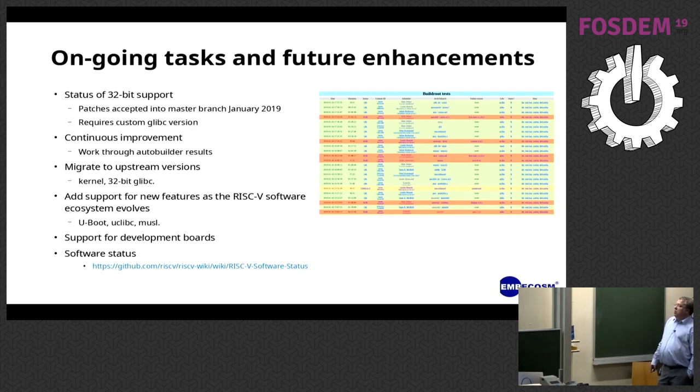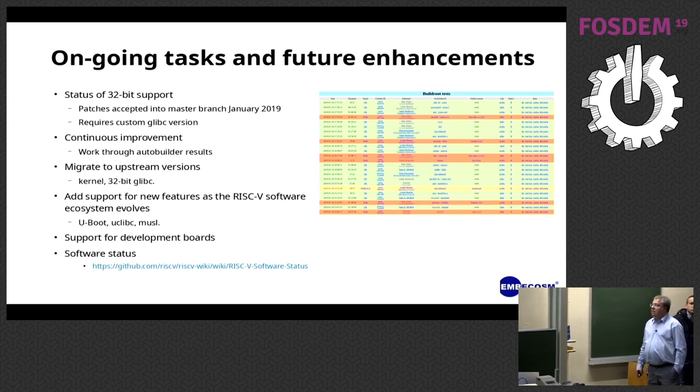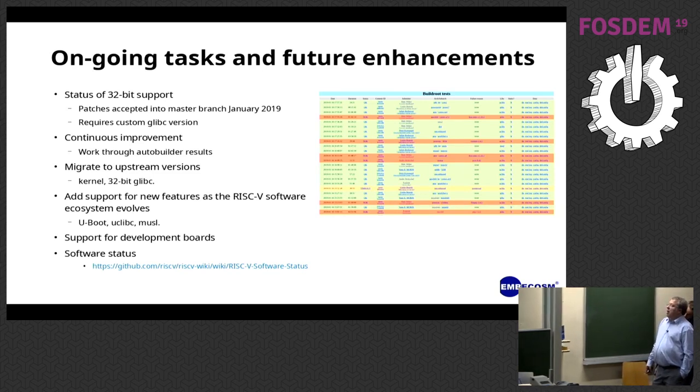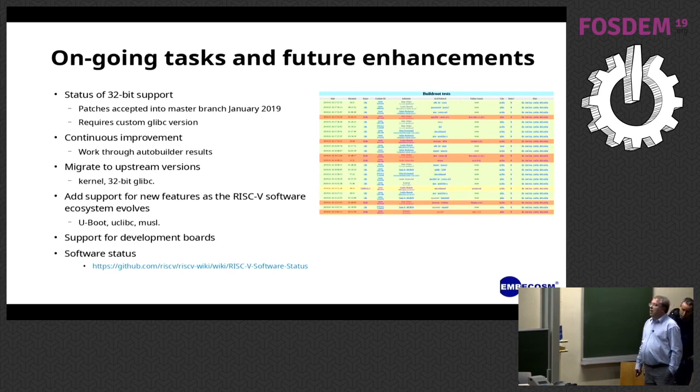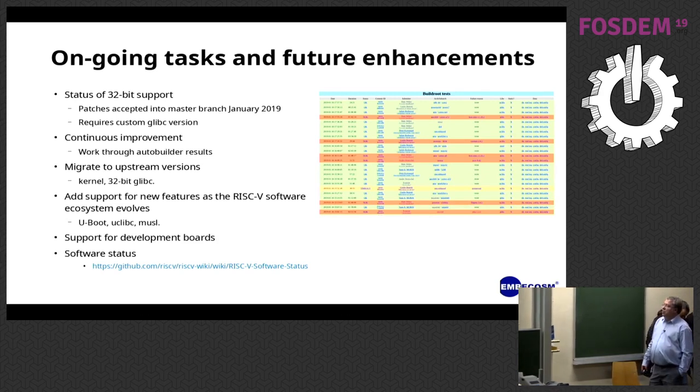There are other features that I'd like to look at adding to Buildroot, especially as the RISC-V ecosystem evolves. I would like to look at U-Boot particularly, to get that into a more standard bootloader and add features to that for particular boards. And also as software libraries and other C libraries become available, to add those as well and increase the amount of options available.